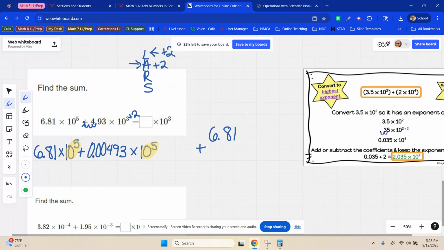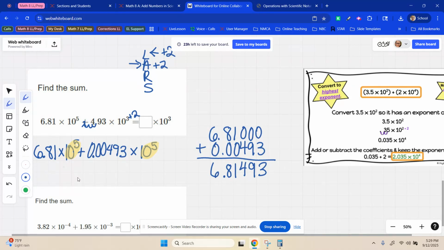6.81 plus 0.00493. Let me annex some zeros here just for placeholders. I'm adding straight down, lining up the decimal. You can totally do this part in a calculator, no big deal. Okay. This is kind of like a 5th grade math kind of thing going on here.